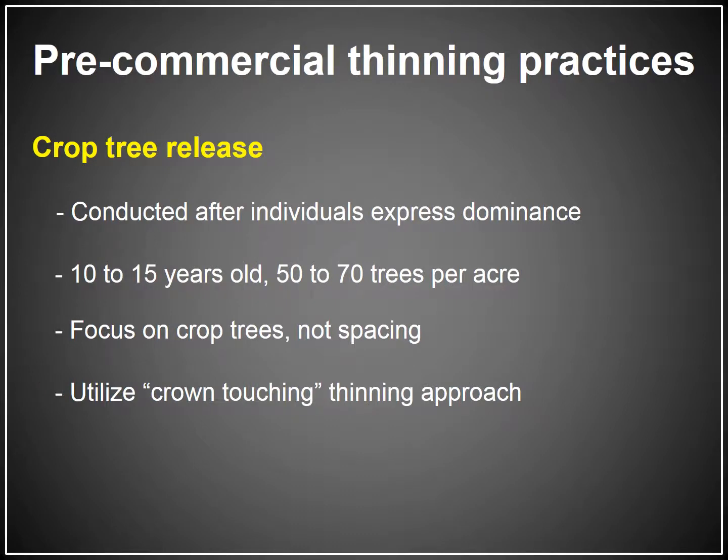So crop tree release, again conducted in really high quality hardwood stands, is implemented after the dominant trees in the stand have had time to express their dominance, typically beyond 10 years of age, 10 to 15 years of age. The treatment involves choosing maybe 50 to 70 crop trees per acre to be released, maybe less than 50 per acre to be released. And the spacing doesn't have to be necessarily uniform. You're not worried about spacing so much as releasing these really promising trees from competition.